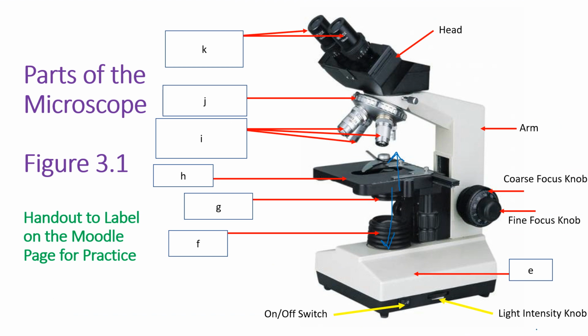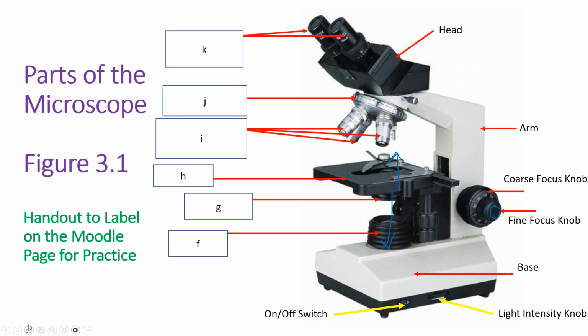Now, letter D is just this little inside circle, and you can turn that. That's the fine focus knob, and that's going to make minor, very small adjustments to the movement of the stage up or down, to where if you're looking at the stage, you're not really going to be able to see the stage moving at all. But if you look through the microscope, you'll be able to see things come into focus or out of focus.